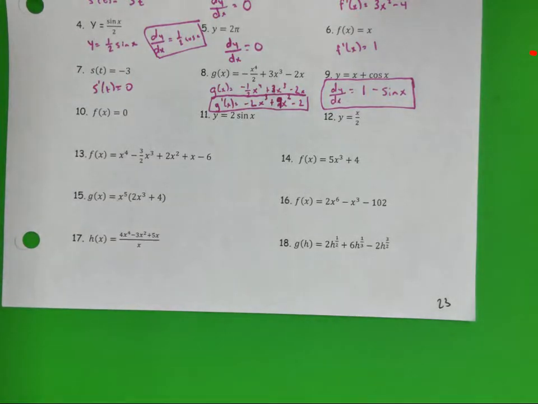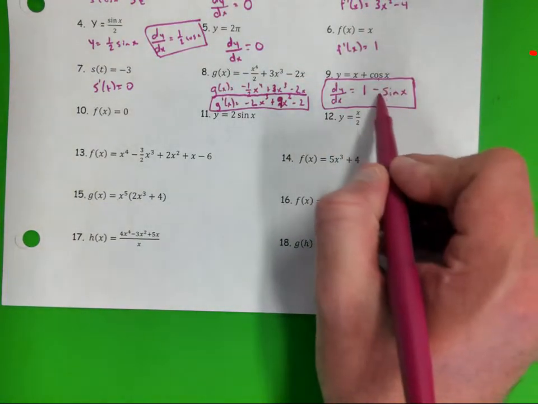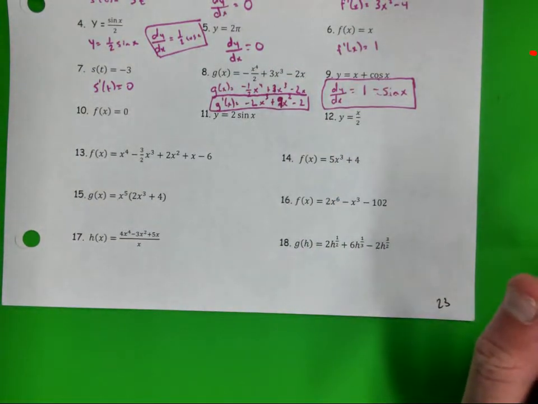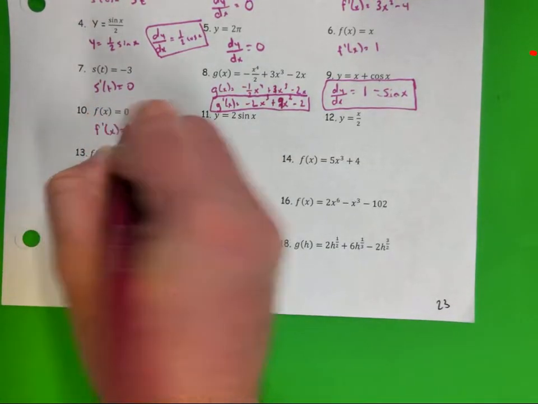Limits is chapter 2 in calculus. Derivatives, chapter 3. This is pretty much your Cal 1, yes. Okay, because the derivative of cosine is negative sine, so that cosine, I put a minus sign. All right, number 10, that's a constant, so what's your derivative? 0.